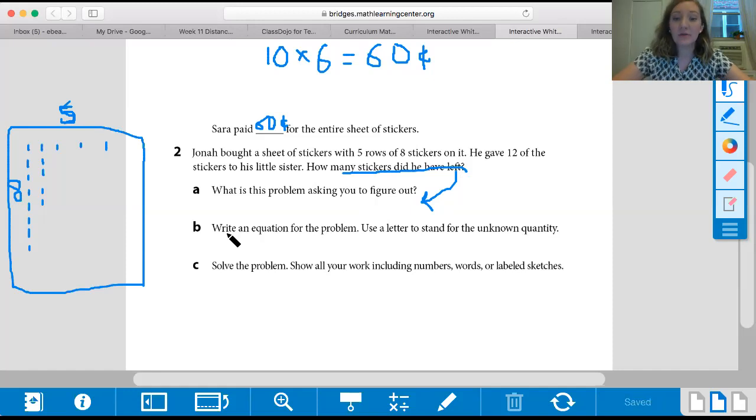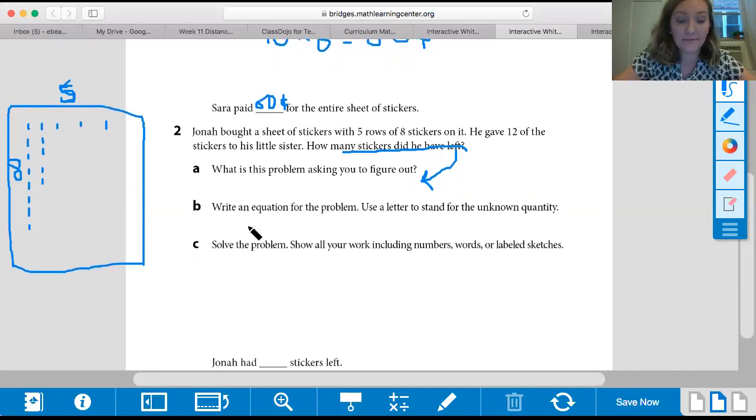Write an equation for the problem, and we're going to use a letter to stand for the unknown quantity. So let's use S to stand for stickers, right? We want to know how many stickers. So let's start with our equation. First, we just need to know how many are in all. We're going to use our parentheses. 5 times 8. I wonder if some of you already know what 5 times 8 is.